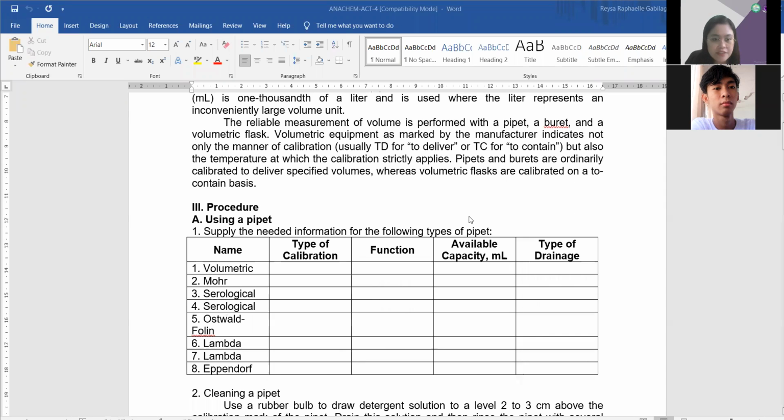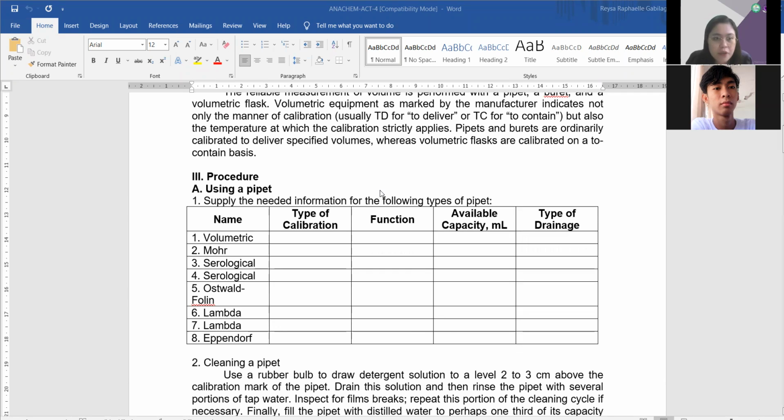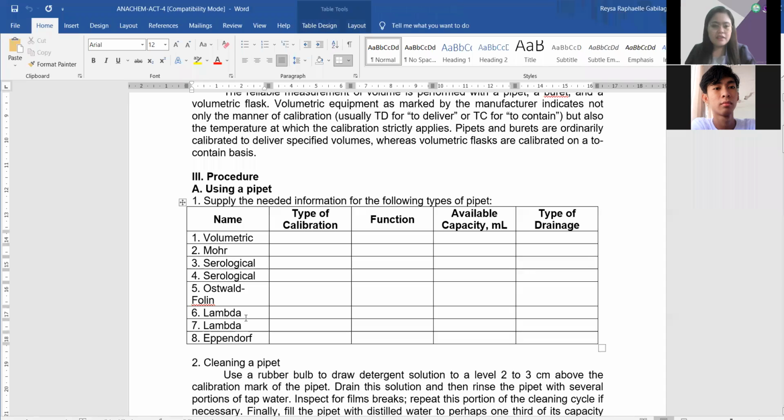Now for this activity, the first part will be about the pipette, and you have to answer the table. You have to complete the table, class. You have there the different types of pipette like volumetric, more serological. Actually, serological is doubled. Omit the number 4. It should only be 7 in all. The Ostwald-Folin, the Lambda. Why are they doubled? Actually, you can also choose not to omit number 4 and number 7.